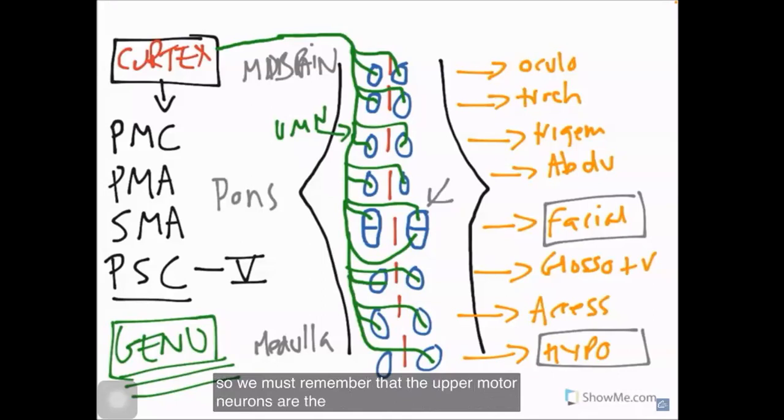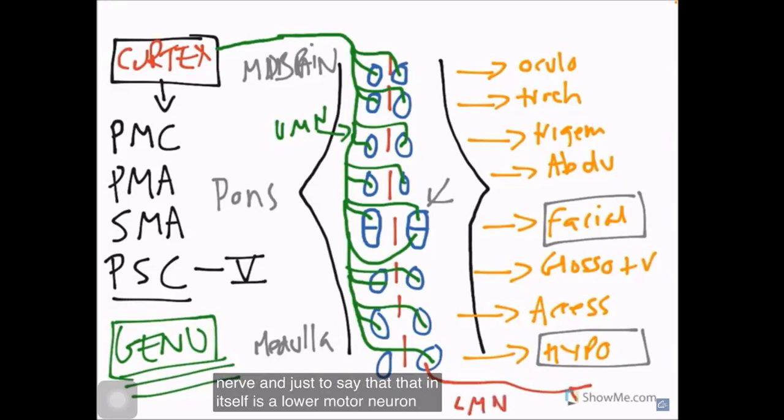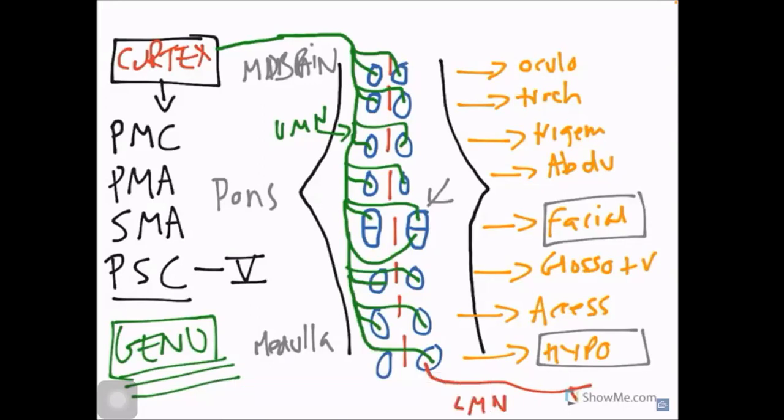So we must remember that the upper motor neurons are the neurons leaving the cortex and innervating the nuclei, and the lower motor neurons are the cranial nerves themselves. So we're just going to draw an example here using the hypoglossal nerve, and just to say that that in itself is a lower motor neuron. Okay, that pretty much wraps up everything I've got to say about the corticobulbar tract. I hope you found that useful. Bye for now.